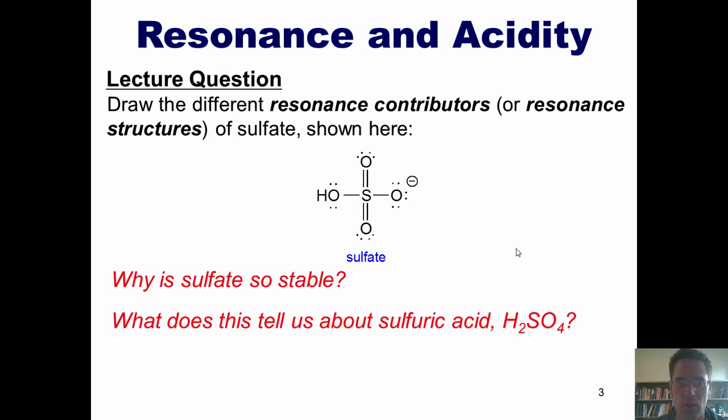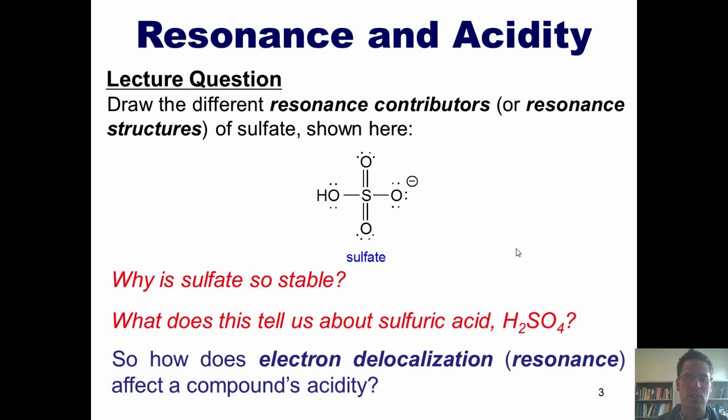Well, guess what? H2SO4 is one of the 7 strong acids I ask you guys to memorize in general and organic chemistry. It is, in fact, one of the strongest of the strong acids. So this brings us to the $60,000 question. How does electron delocalization or resonance affect a compound's acidity? Well, I hope you can see that the more stable the conjugate base, the stronger the acid. So in other words, if you've got a conjugate base that has lots of stabilization by resonance, chances are the acid from which it came is going to be very strong.